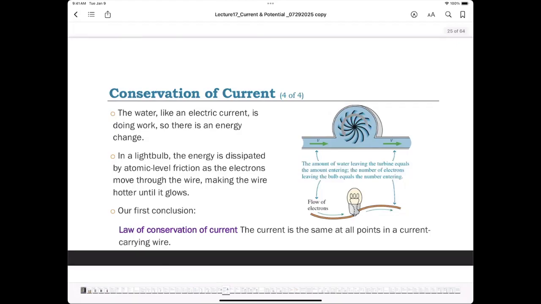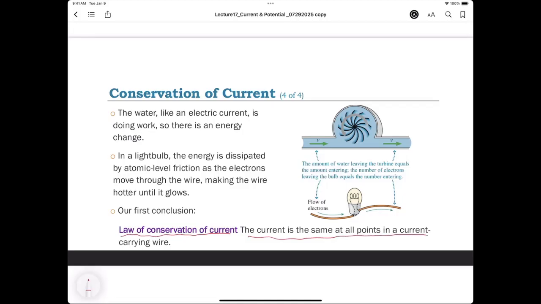In a light bulb, the energy is dissipated by atomic level friction as the electrons move through the wire, making the wire hotter until it glows. So we have our first conclusion, the law of conservation of current: the current is the same at all points in a current carrying wire. That makes sense to you? This is the law of conservation of current.